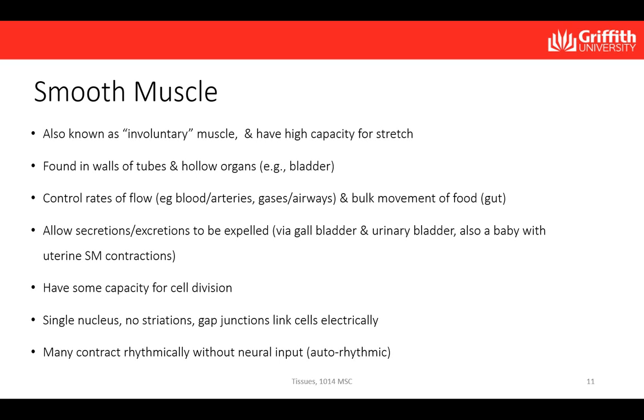Smooth muscle cells, as opposed to skeletal muscle cells, have a single nucleus with no striations and are linked by gap junctions, which allow electrical signals or impulses to pass through them. Many smooth muscles are autorhythmic, meaning they do not require neural input, meaning from the brain, to contract rhythmically.